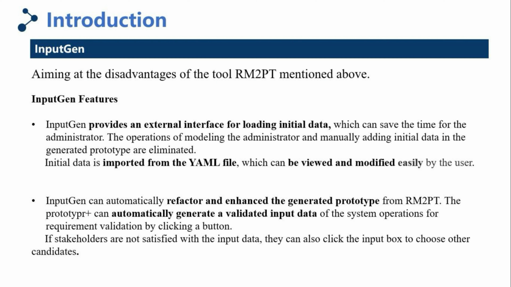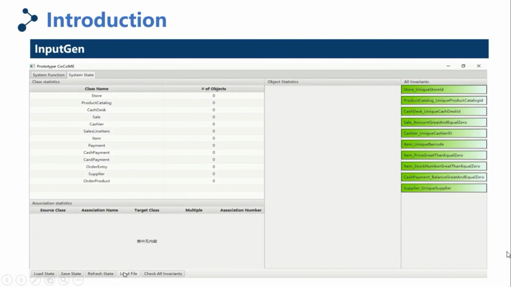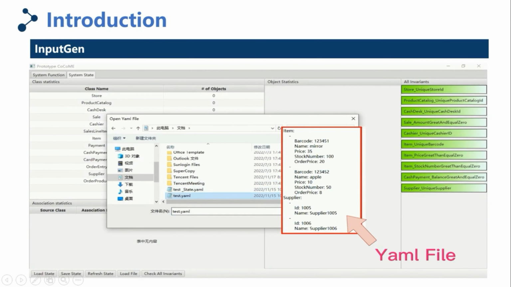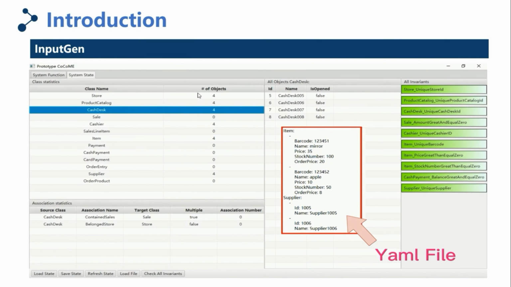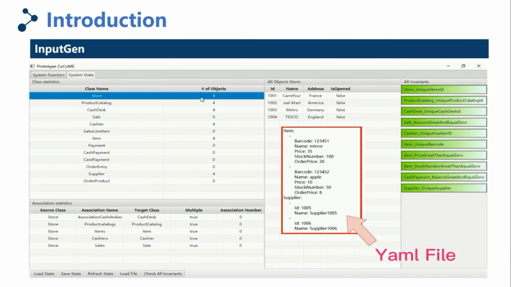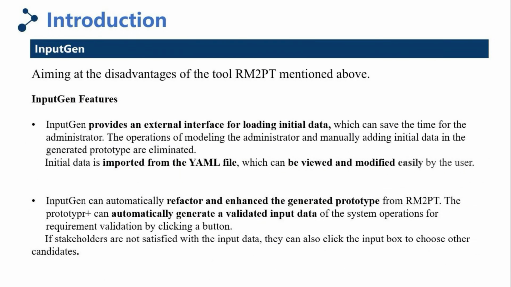InputGen contains two features, as shown in the figure. First of all, InputGen provides an external interface for loading initial data, which can save the time for the administrator. The operations of modeling the administrator and manually adding initial data in the generated prototype are eliminated. Initial data is imported from the YAML file, which can be viewed and modified easily by the user.